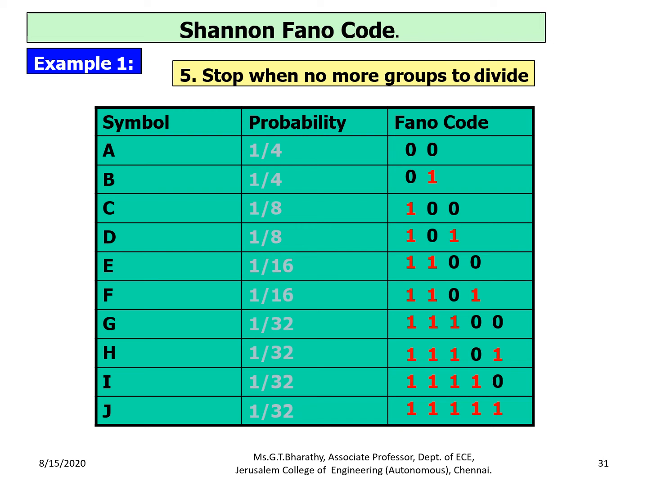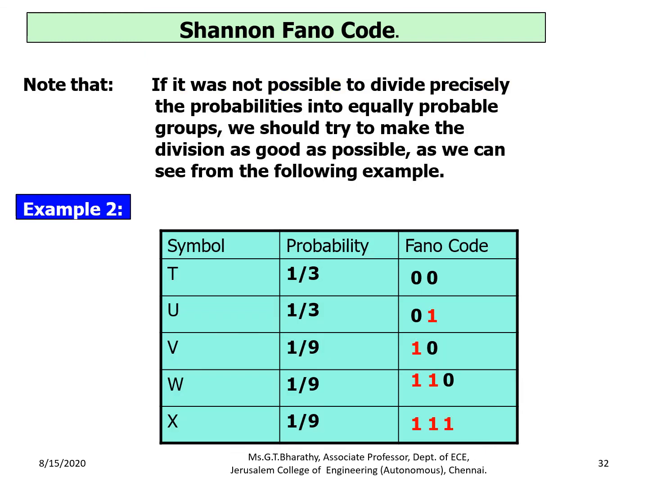Hope you have understood the concept of Shannon-Fano coding. In the above example, we split all the parts into equal portions, right? If it was not possible to divide precisely the probabilities into equally probable groups, we should try to make the divisions as good as possible. So you have to split in such a way that the difference between the upper partition and the bottom partition is as small as possible.